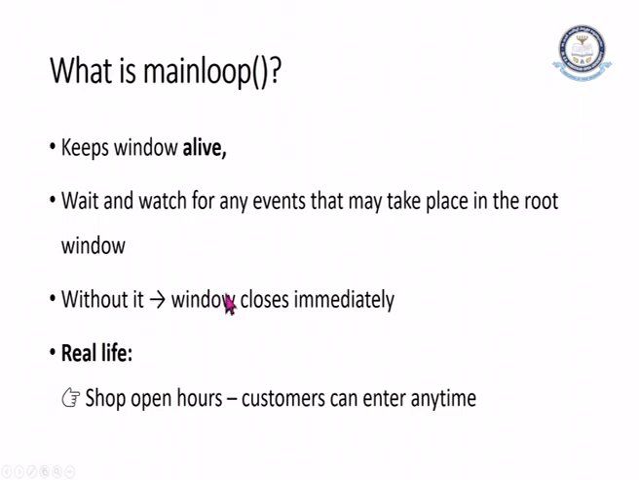So, if you want to understand in simple terms, let me give a simple example. If you have any shop, it should be in open mode, because a customer may come at any point of time, you do not know. In the same way, the window should be in the alive state, because any event may occur at any point of time. For that we need to write the main loop statement.